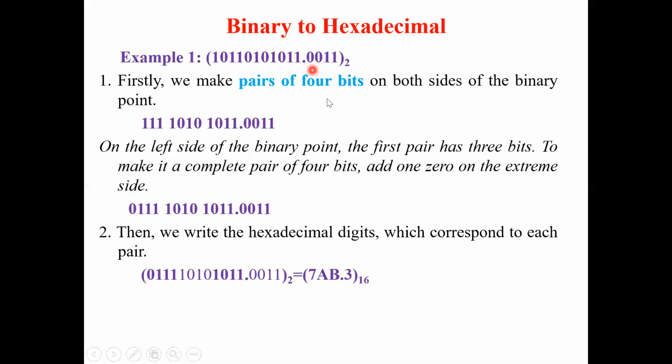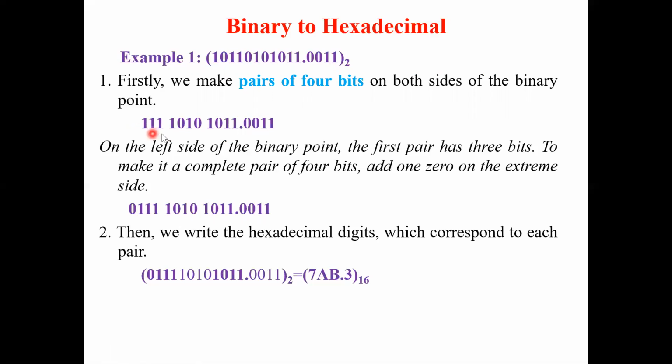Now binary to hexadecimal conversion with a fractional number. Suppose I give you a binary string. As I have said, from this side you make groups of 4 bits, from both sides. To the left of the point you move from right to left, and to the right of the point you move from left to right. So I make groups of 4.